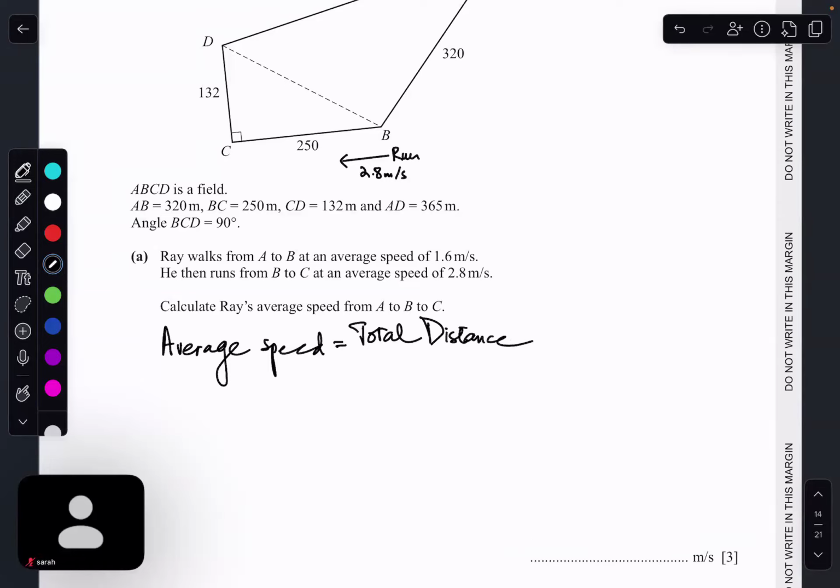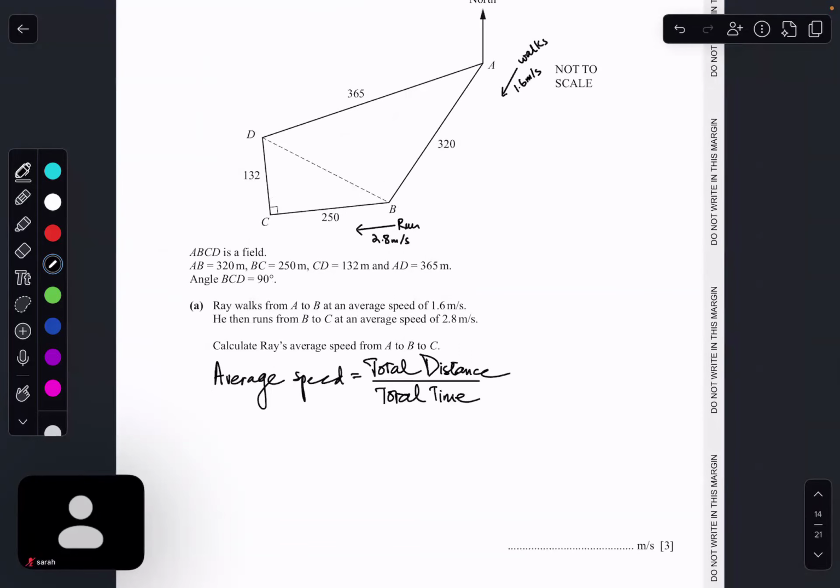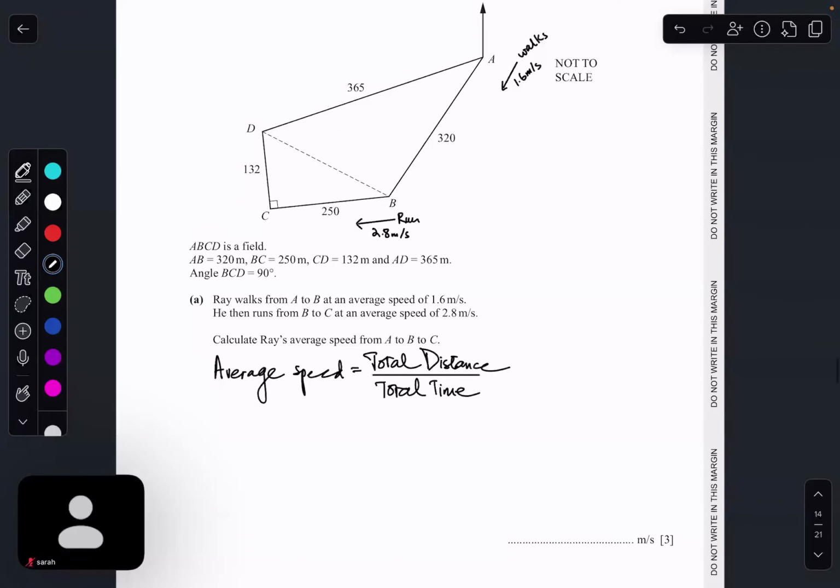Yes? Total distance over total time. Yes, total distance over total time. That means we have to figure out the total distance from A to B and then from B to C, and the time required for Ray to go from A to B and then from B to C. So we have the distance.